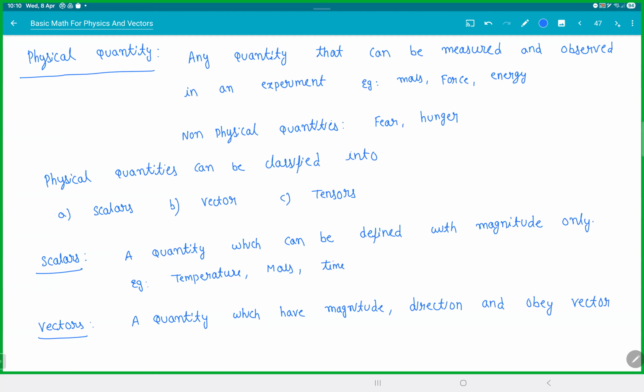This is a very weird definition. Think about this: I don't know what a vector is, but you're saying it should obey vector laws of addition. So in science, this is one big problem you have. Most of the time, you're explaining one English word with more English words.